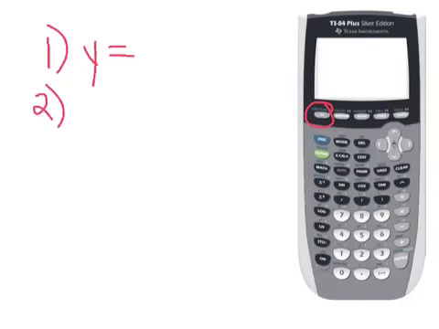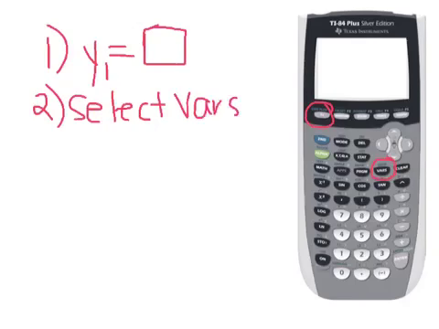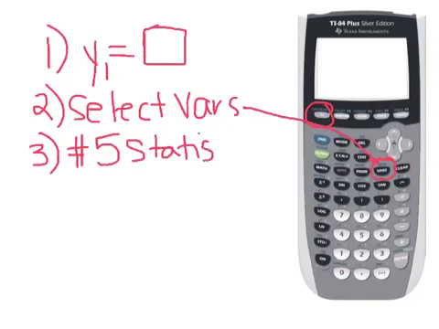Step 2, once you have your cursor in y equals, under y1, we could put our cursor there, and then after we clear out the equation, if you had one there, we're going to select vars, which is on the right side of our calculator, right here. We're going to select the vars button, and in the vars menu, we want to choose option number 5, which is statistics.